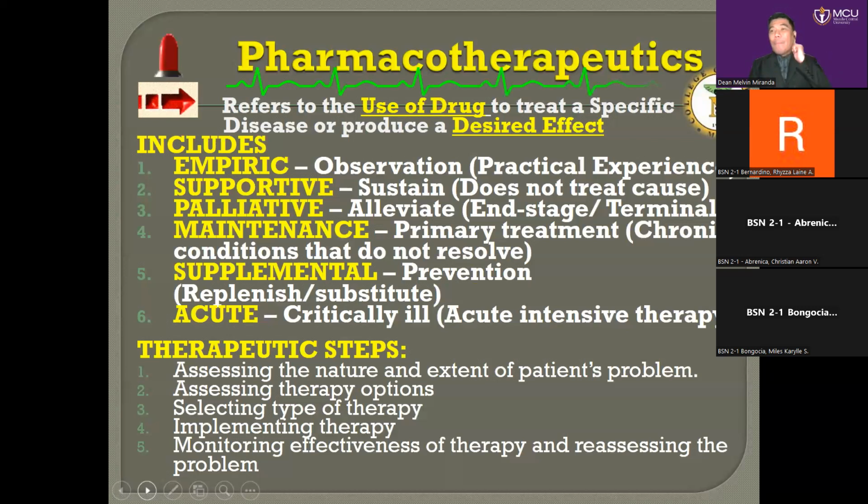So next, number 2, what is the one we call supportive? If we say supportive, the term being used is sustain. So for example, the patient is not a known hypertensive. The patient experiences hypertension and there's a need to stabilize the blood pressure. So he is not hypertensive, so it does not treat the cause.